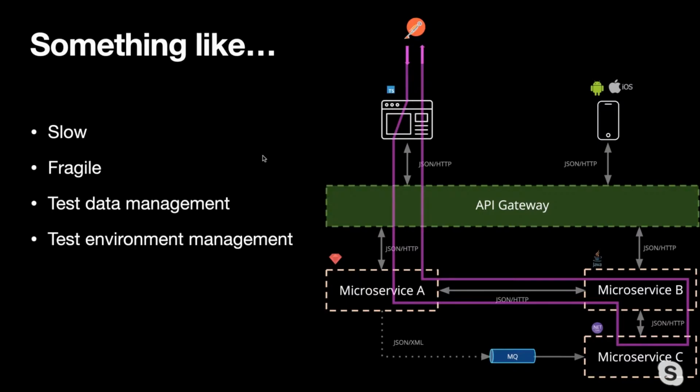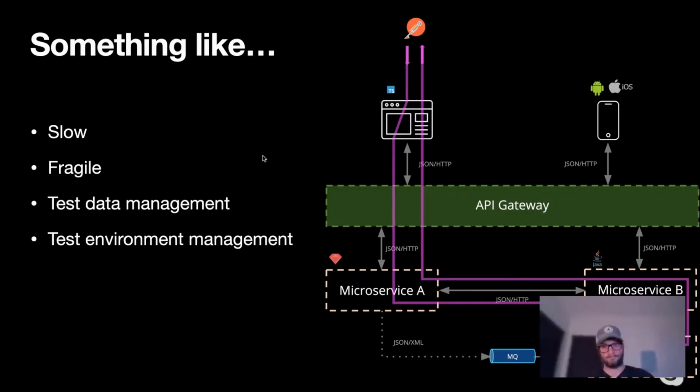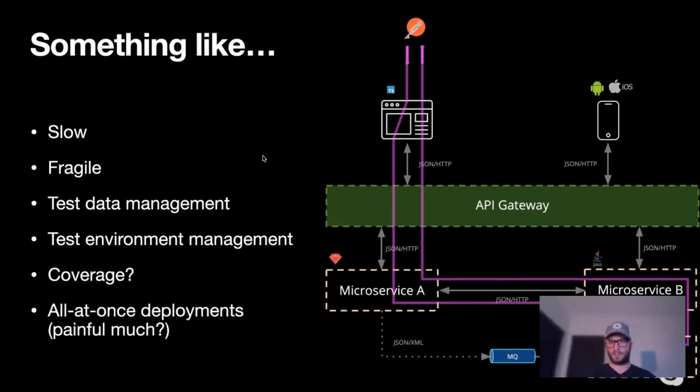We have test environment management in here because we need this environment available for us to run the tests. And the more systems we have involved, the more people we need in there as well to help us out and debug where things are breaking. Coverage, how do we cover this? Hard. And of course, like I said, we need all of it deployed and pretty much at the same time. And we're not necessarily all developing on the same feature at the same time, especially in big corporations. So why is this not ideal?